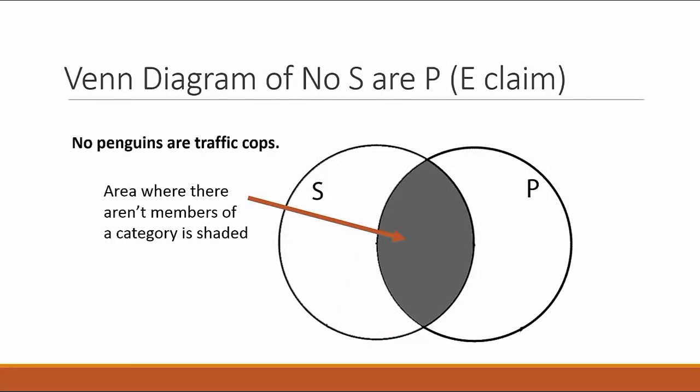In the Venn diagram of an E categorical claim, the middle area where the circles overlap is shaded because there are no S's that are also part of the P category. In this example, we want the diagram to represent that there are no penguins that are also traffic cops, so we shade the middle area.